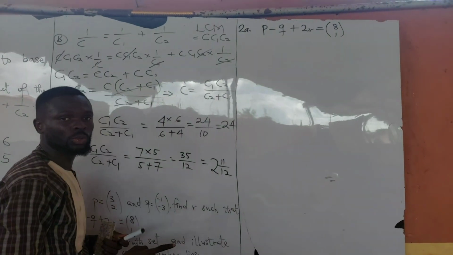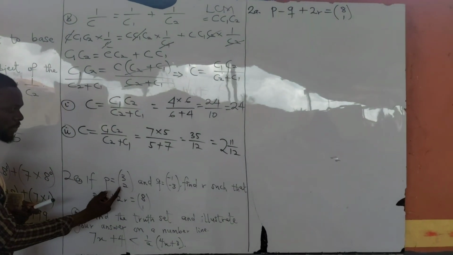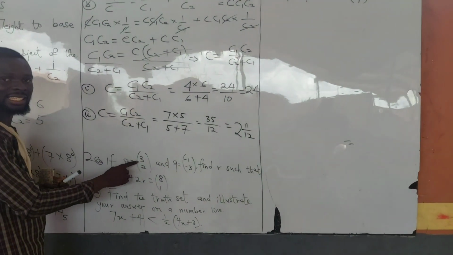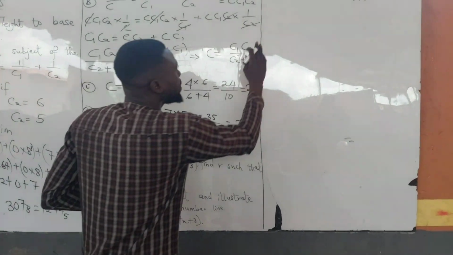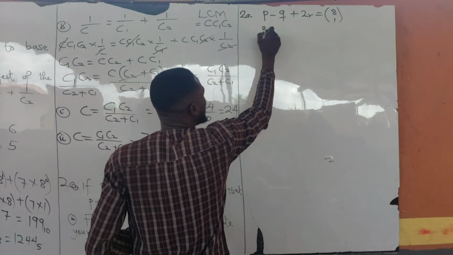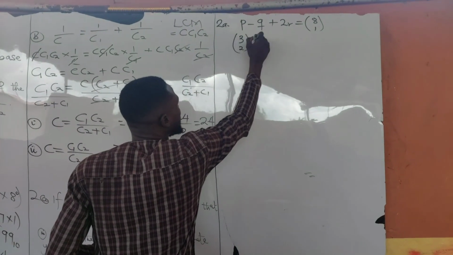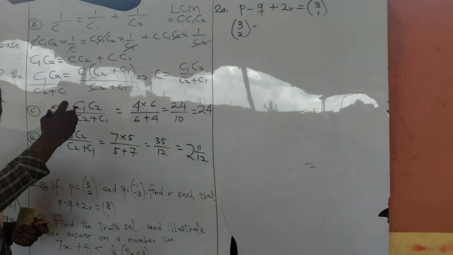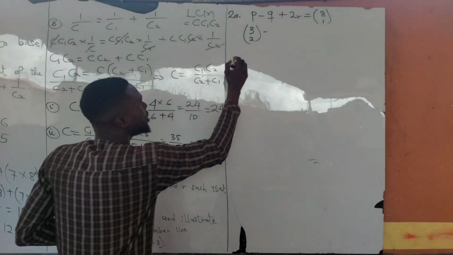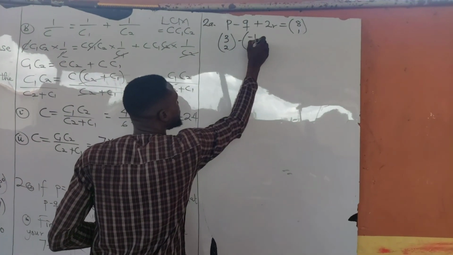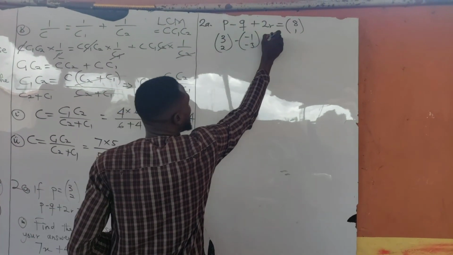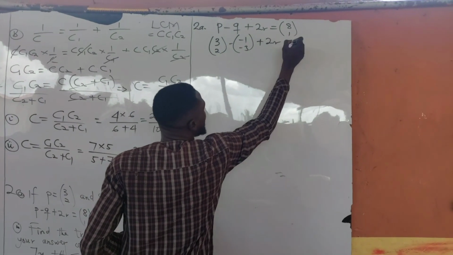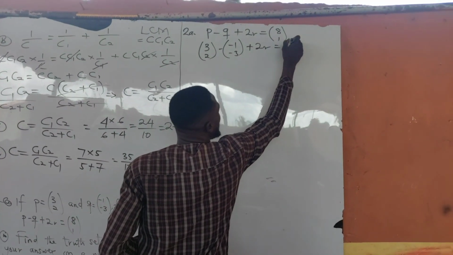Likewise, the Q. So what have you been given for P? You have been given the vector as 3, 2. So we are going to substitute this as 3, 2. Then you have minus Q, and Q has been given as negative 1, negative 3. So you are having negative 1, negative 3, plus 2R is equal to 8, 1.